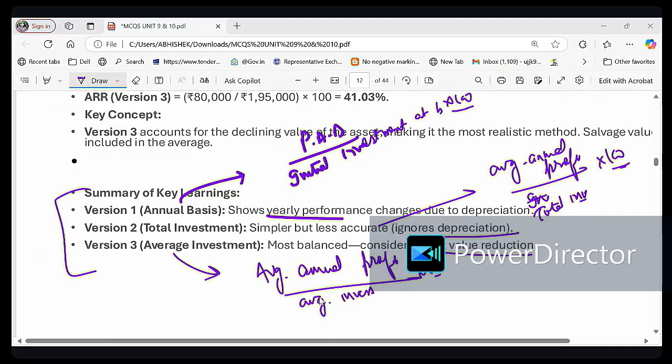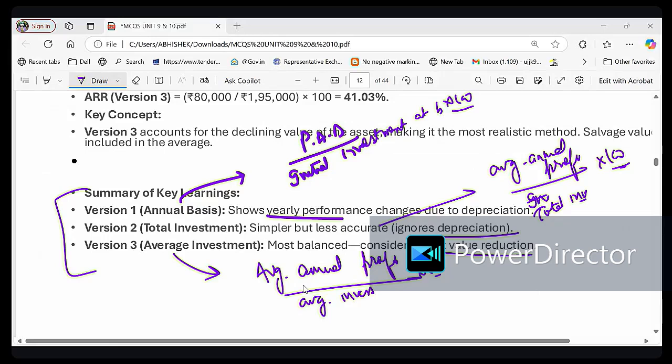Please tell me, are these three versions clear? Because a question will be asked. One case study is asked every year on this ARR, accounting rate of return. It checks your understanding. Whenever ARR for year number 1, year number 2, year number 3 is asked, go for version number 1. Whenever average investment is asked, go for version number 3. And whenever total investment is asked, go for version number 2. So just one case study. I hope it is clear.